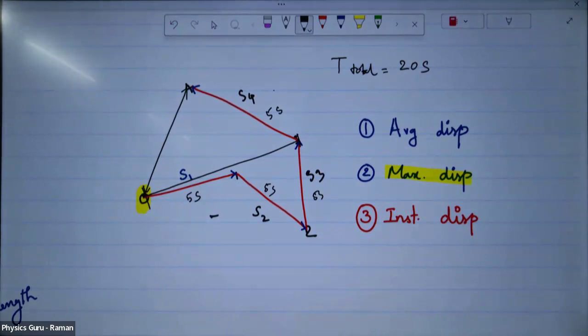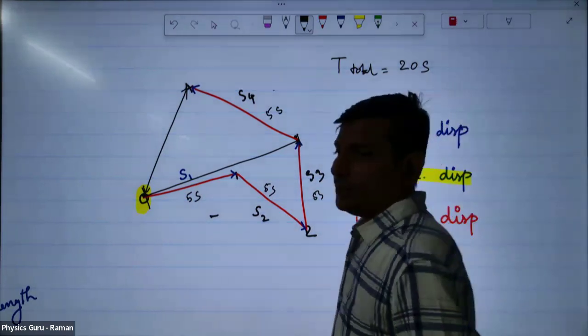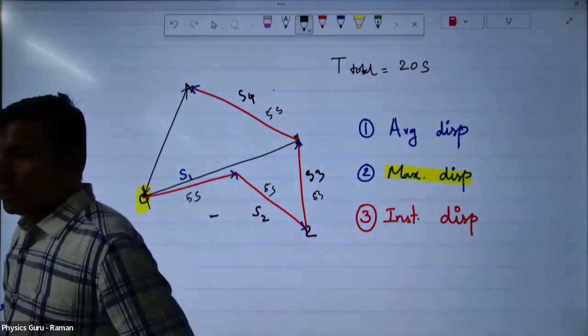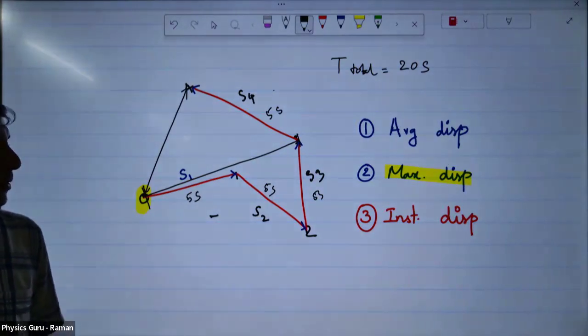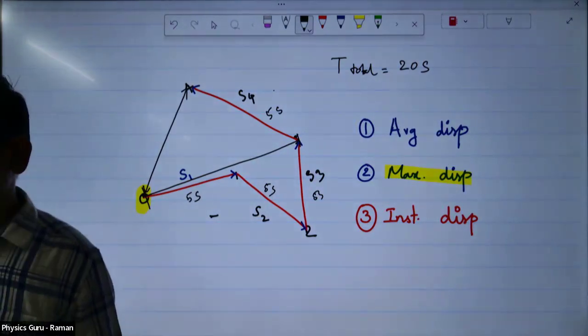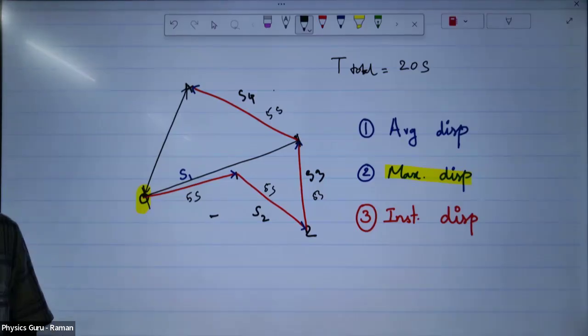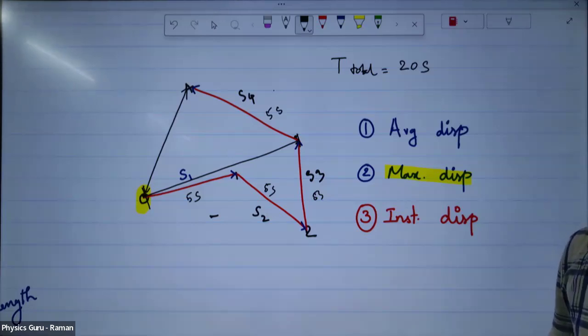Suppose I ask you, what is the instantaneous displacement at time equal to 10 seconds? Sir, from origin to S2. Origin to point 2, S2. Correct?